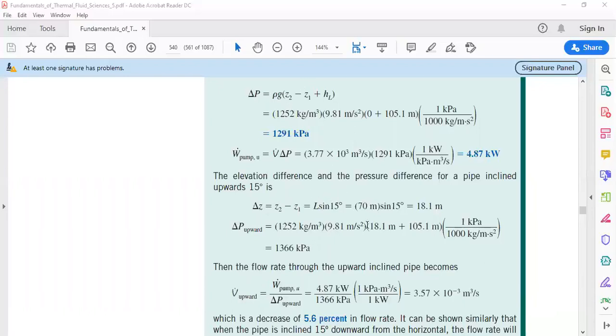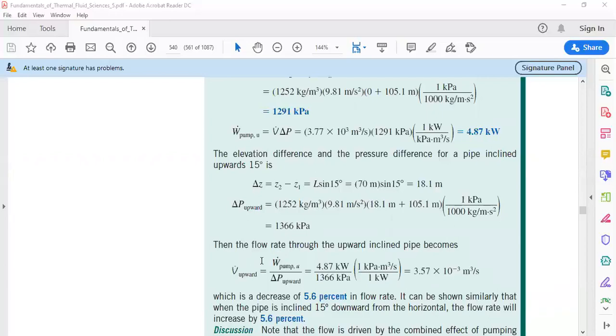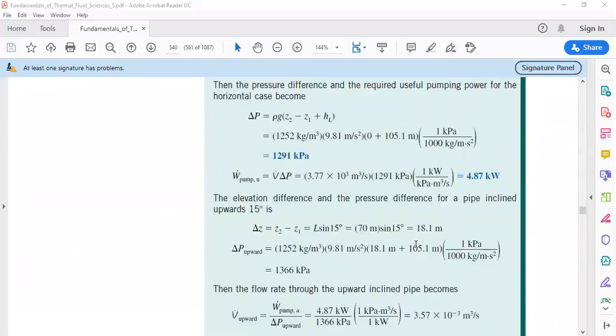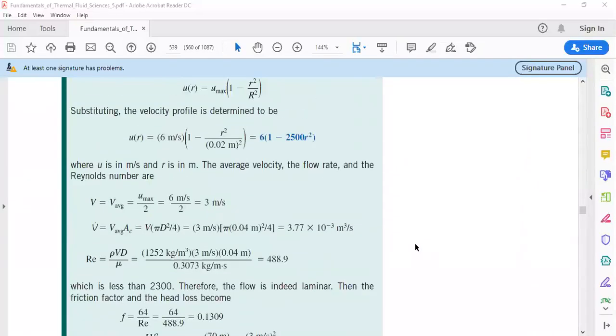and it's added to the calculation of the pressure drop, and now it equals 1,366 kilopascal. We can see it's more. The volumetric flow rate upward now equals the pumping power over the pressure drop upward, and that represents the change in the volume flow rate. So that's 3.57, which is a decrease of 5.6% in flow rate. That's if we have it upward.